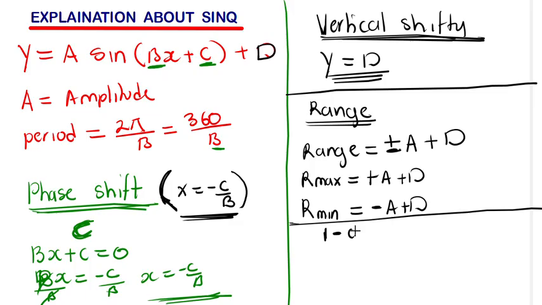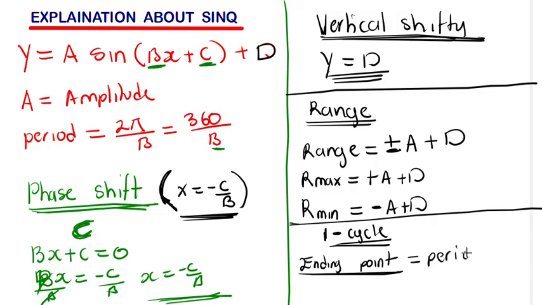Now, how do we find the ending point of the graph of one cycle? I'm saying one cycle, not more cycles, just one cycle. The way we calculate the ending point of the graph is: the ending point is equal to the period plus the starting point, which is the phase shift.